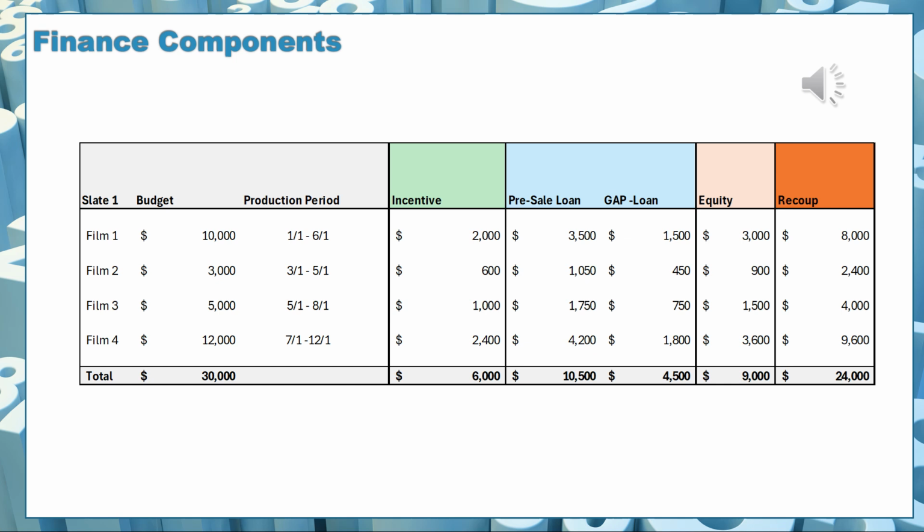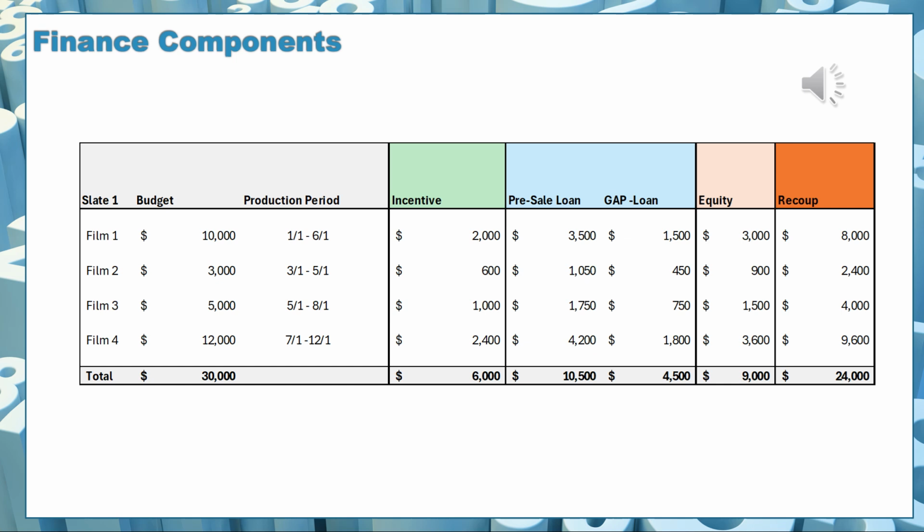We are registering every film 1, 2, 3, and 4, and their budgets. Film 1 is 10 million, film 2 is 3 million, film 3 is 5 million, film 4 is 12 million, and we're registering the production periods. Film 1 is produced from January to June, film 2 from March to May, film 3 from May to August, and film 4 from July to December. And so the financing components are here shared with the incentive, the pre-sale loan, the gap loan, the equity, and then the amount we have to recoup, which is the loan and the equity.